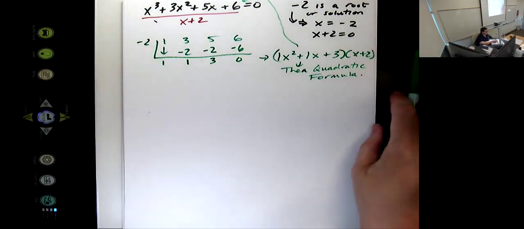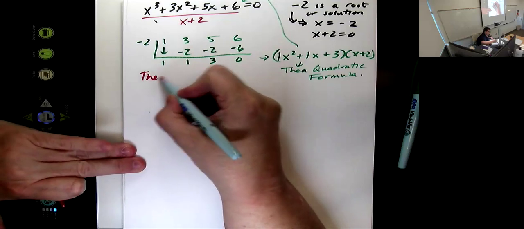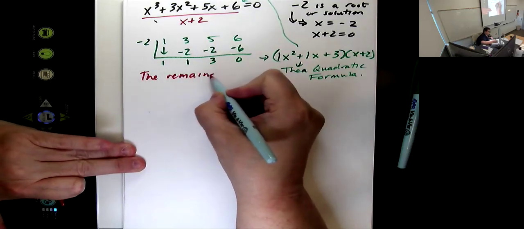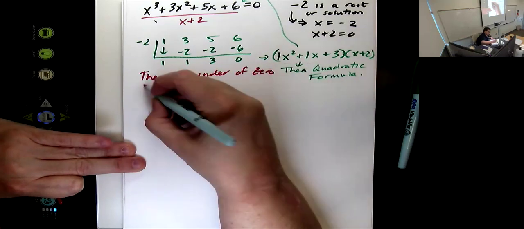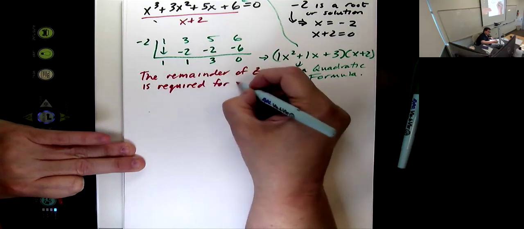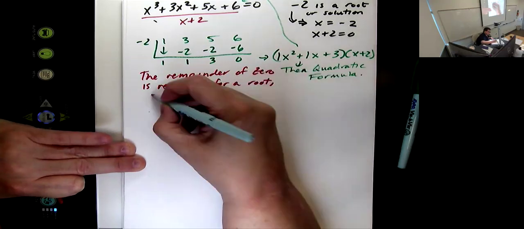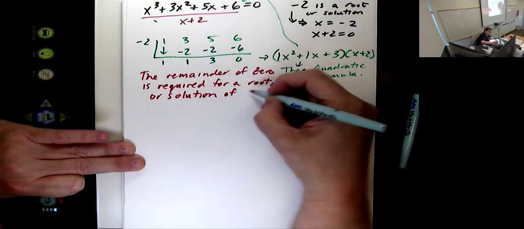Notice, we again have a remainder of 0. The remainder of 0 is required for a root or solution of the polynomial function.